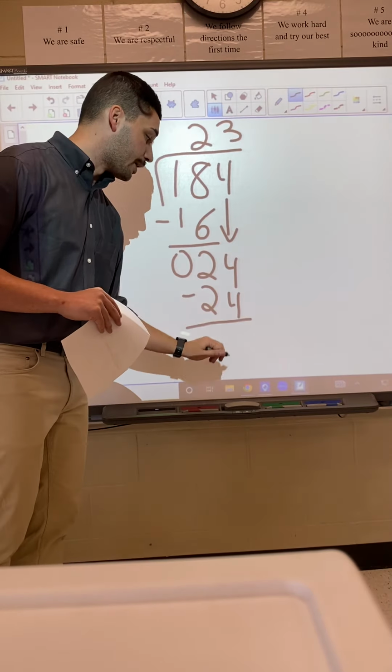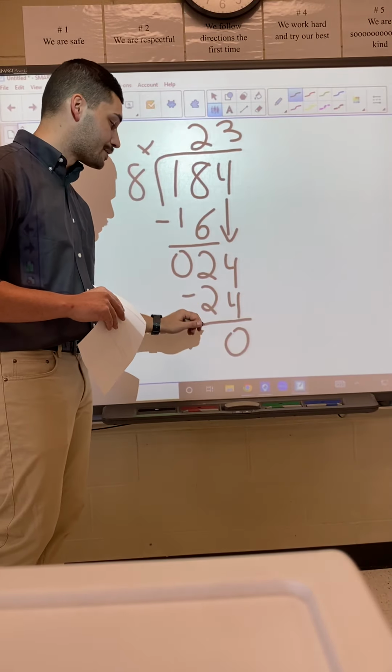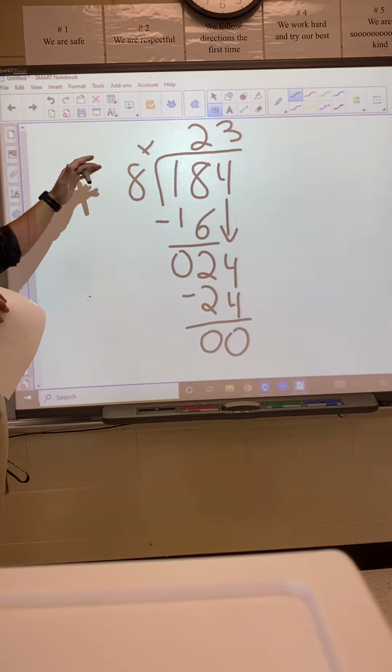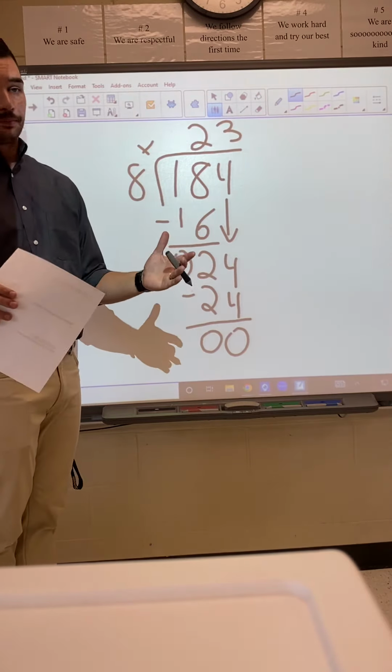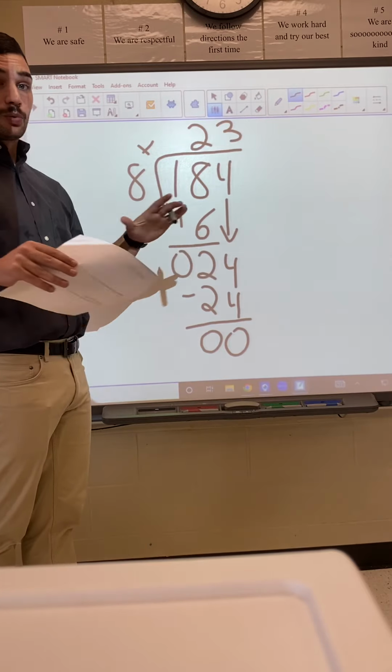And now after we've done our division step and our multiplication step, now we do our subtraction. So we're gonna go ahead and take 4 minus 4, that would get us 0, and 2 minus 2, that would get us 0. Now we think, can 8 fit inside of 0? And no, it can't. And there's nothing left to bring down, so we are done with 23.